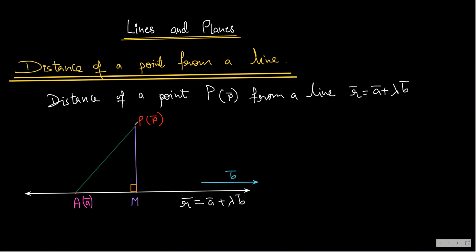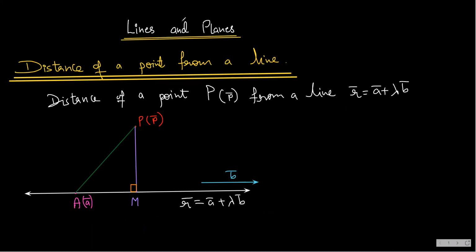Then I have a point P in space whose distance from the line is to be found. Now see, this point P also is given to me. What I will do is, I draw a perpendicular from point P to the line. This PM is what I need to find. I join A with P. So I have APM, and APM is the triangle.